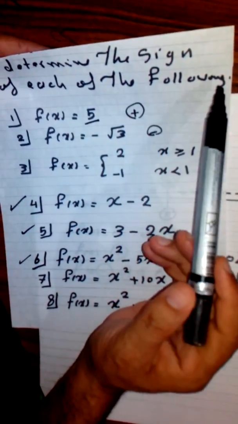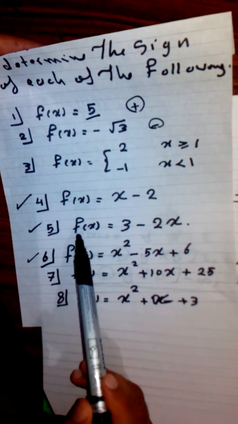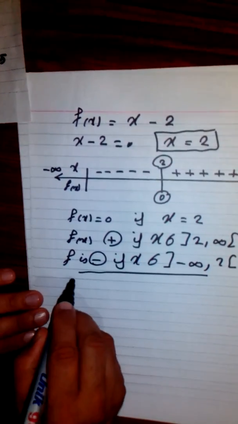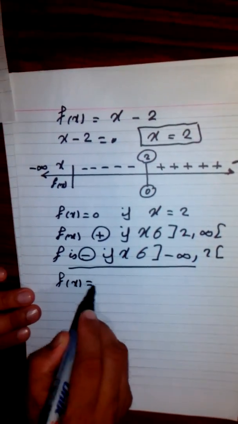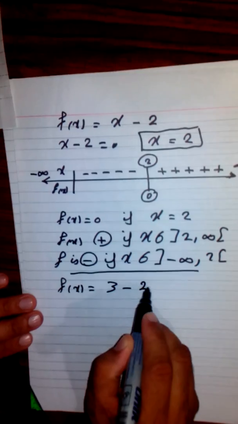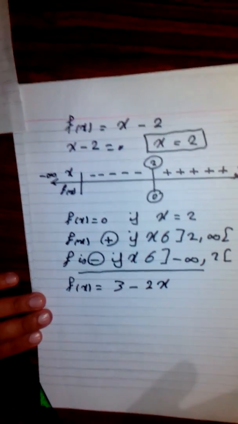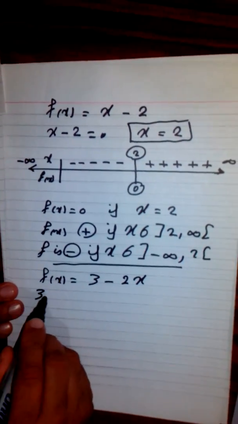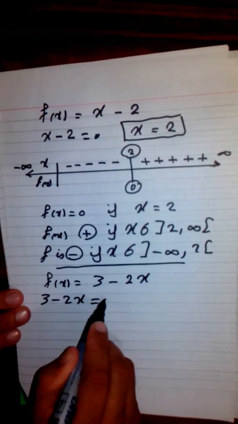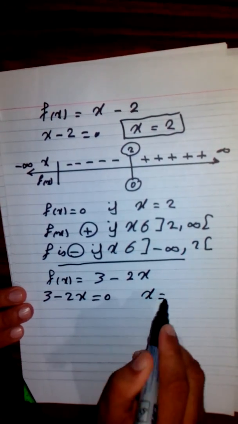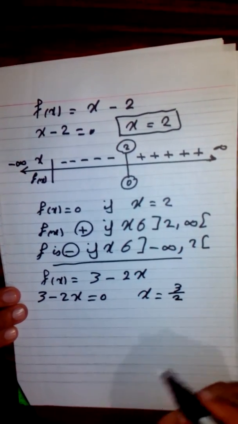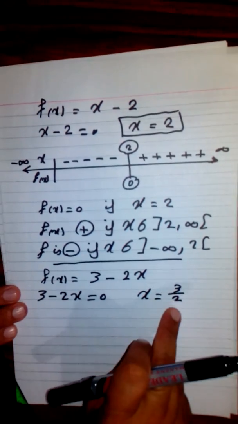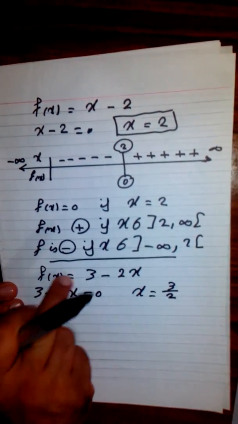Determine the sign of each of the following. f of x equals 3 minus 2x. The first step, we put f of x equal 0. 3 minus 2x equals 0. Then x equals 3 over 2. If x equals 3 over 2, f of 3 over 2 equals 0.